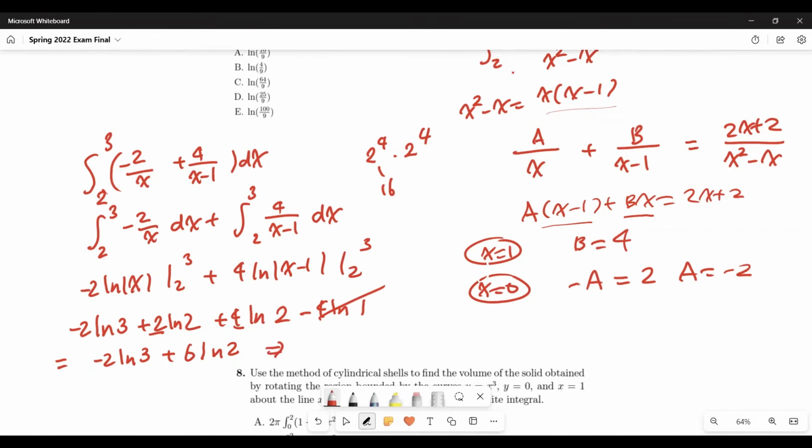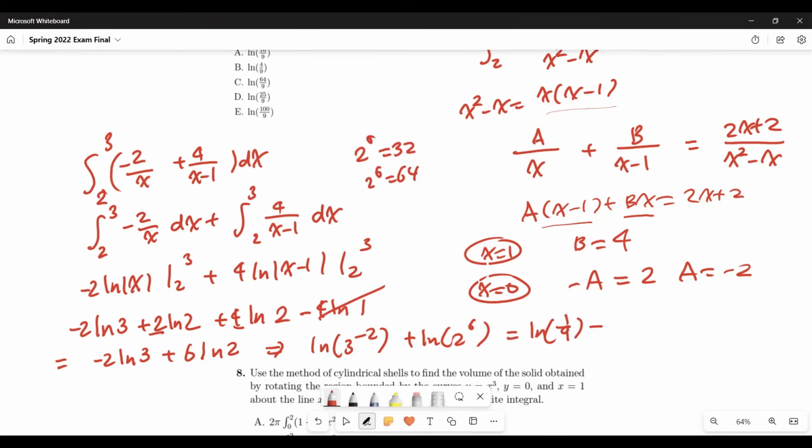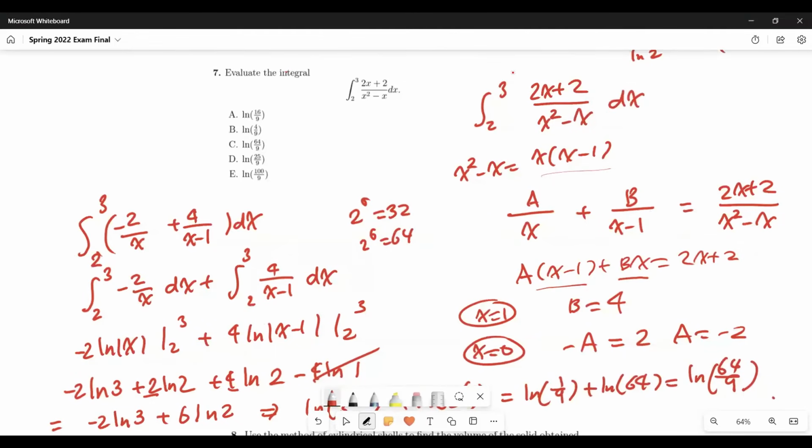So this is the same as ln of 3 to the negative 2 plus ln of 2 to the 6. Scratch that. So 2 to the 6, 2 to the 5th is 32, 2 to the 6th is 64. So this is ln of 1 over 9 plus ln of 64, which is ln of 64 over 9. So the answer for this question is C.